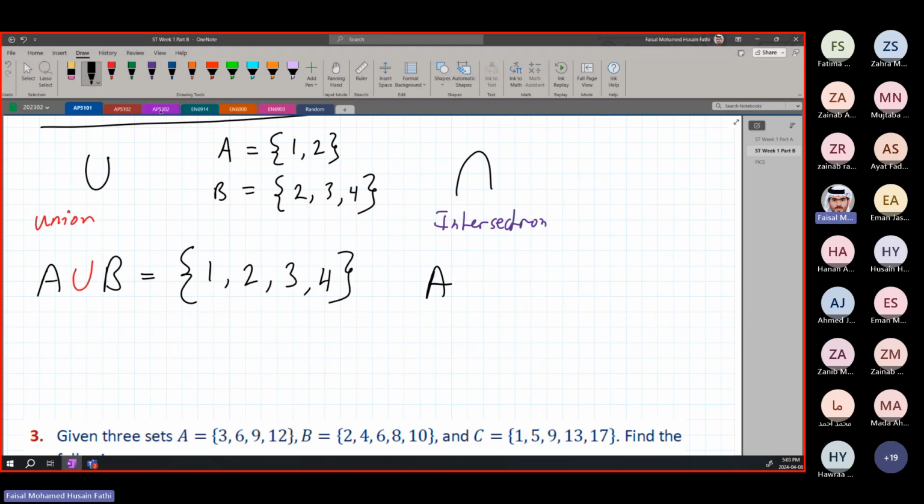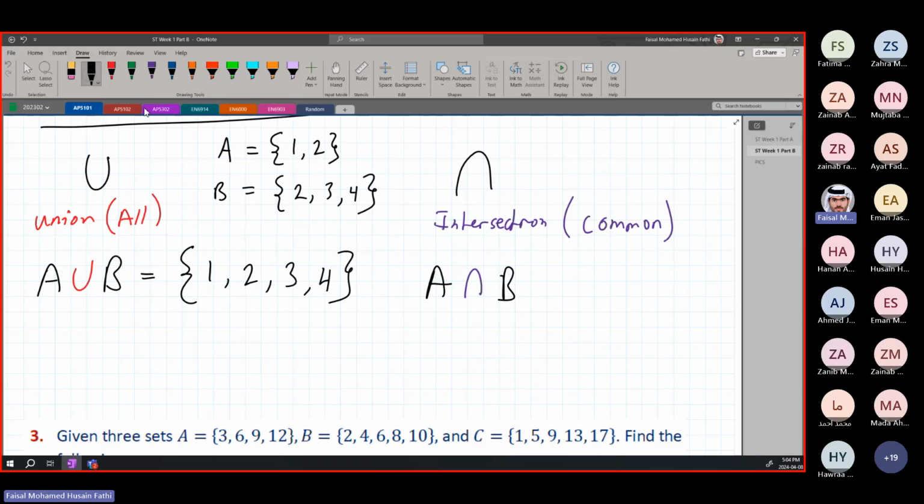Intersection is going to be slightly different. It's going to be very different, actually. Intersection means what is common in between both of them. So union is all, and intersection is common.